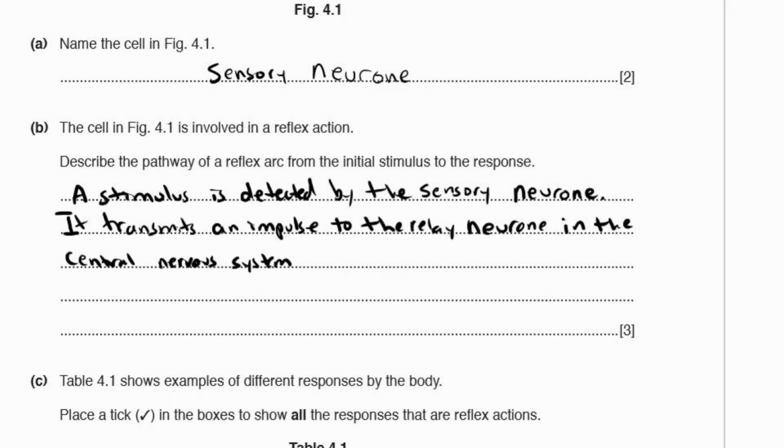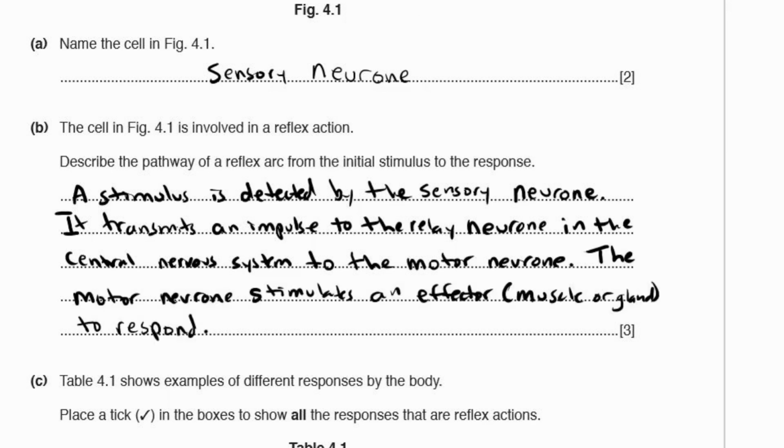So it transmits an impulse to the relay neuron in the central nervous system, and then it passes it to the motor neuron. Once it's at the motor neuron, it stimulates an effector, which is a muscle or a gland, to respond. And you end up pulling your hand away.